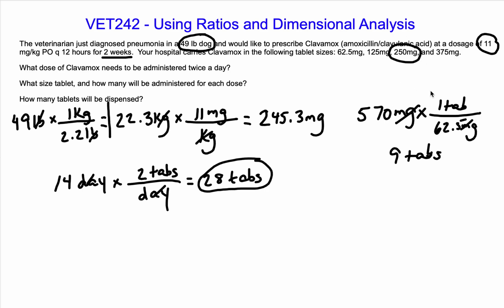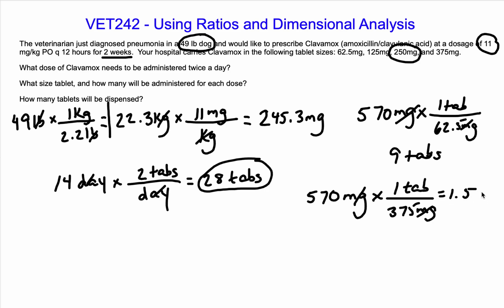Let's go ahead and jump to the largest size tablet, because that's probably the one that's going to work best for us. It doesn't always. You want to get close to 1 or 1.5 or 2.5. It's hard to do 3/4 of a tab or 1/4 of a tab. So again, I'm going to take my 570 milligrams. In one tab, there are 375 milligrams. So I'm going to go ahead and divide that, divided by 375. And I'm going to see that that comes out to 1.52 or 1.5 tabs.